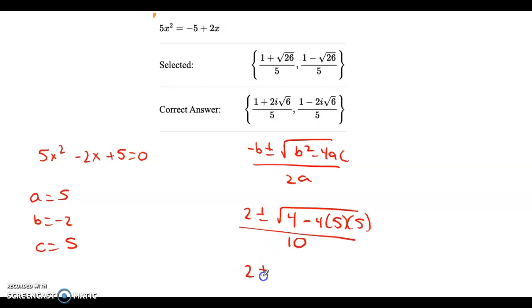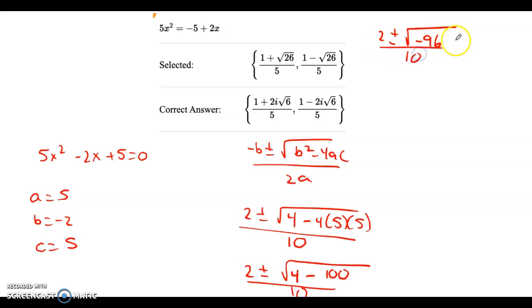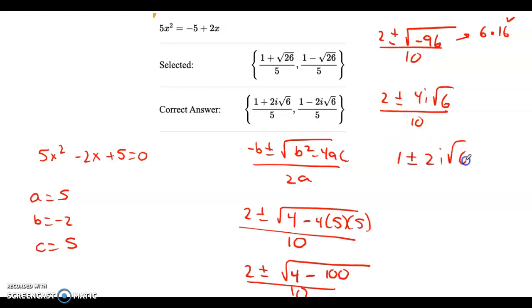So we have 2 plus or minus the square root of 4 minus 100 over 10, which is going to give me 2 plus or minus the square root of negative 96 over 10. So 96 is going to be 6 times 16. 16 is a perfect square, so you could pull out a 4. So we're going to have 2 plus or minus, and there's a negative inside, so 4i root 6 over 10. Divide everything by 2, and you're left with 1 plus or minus 2i root 6 over 5.